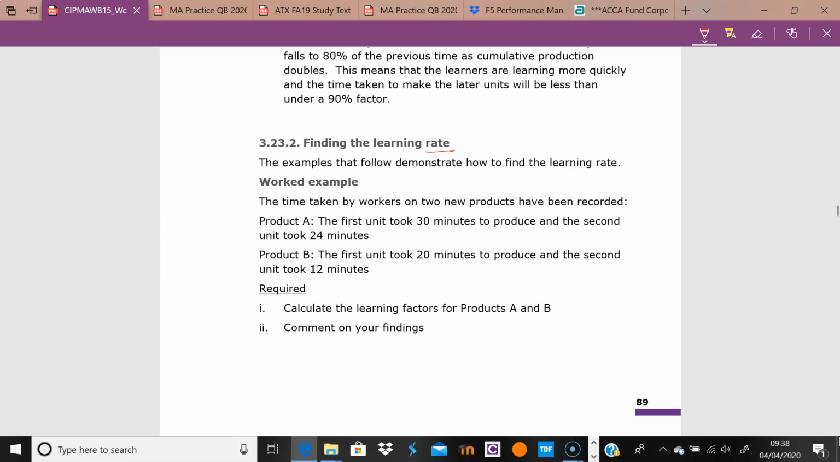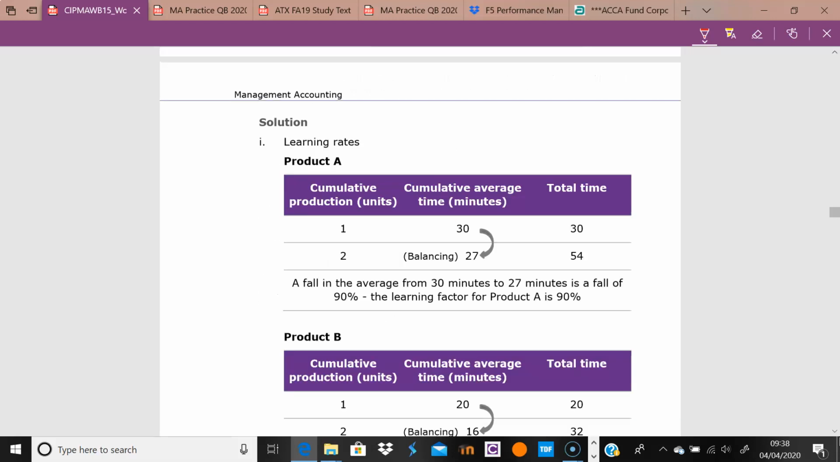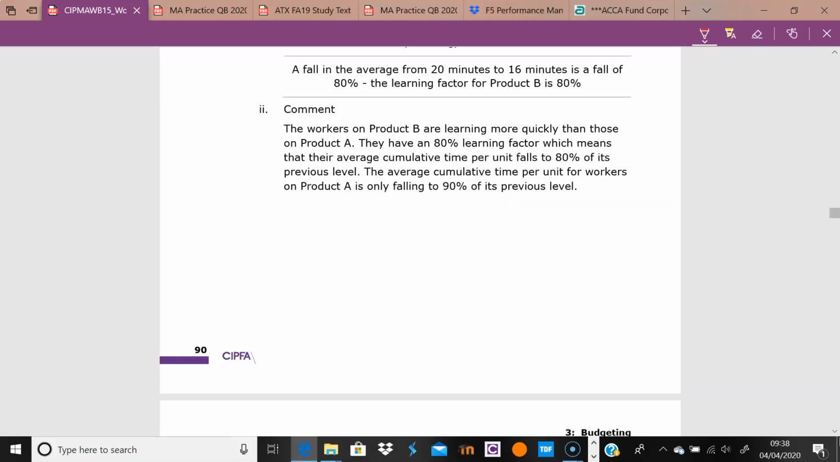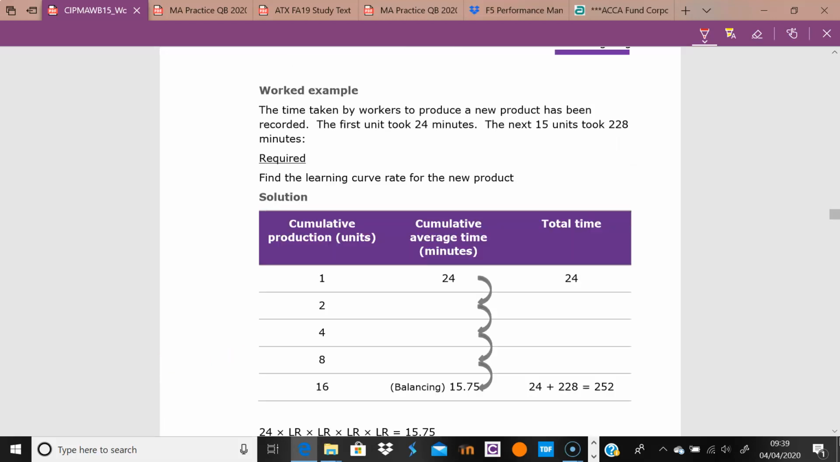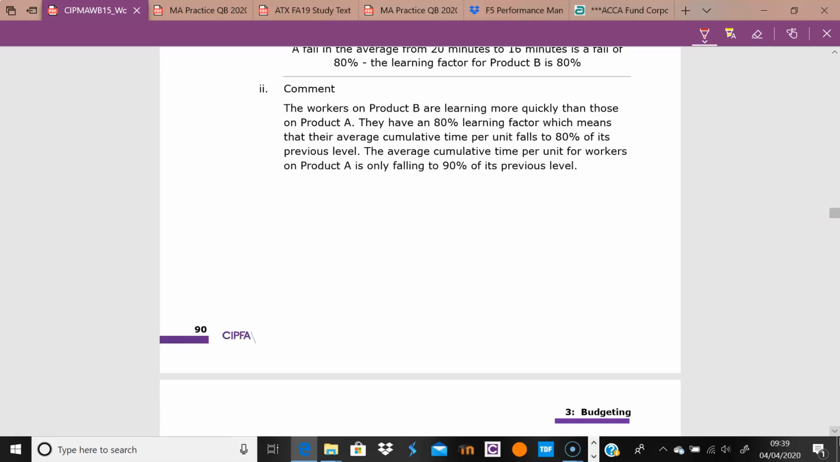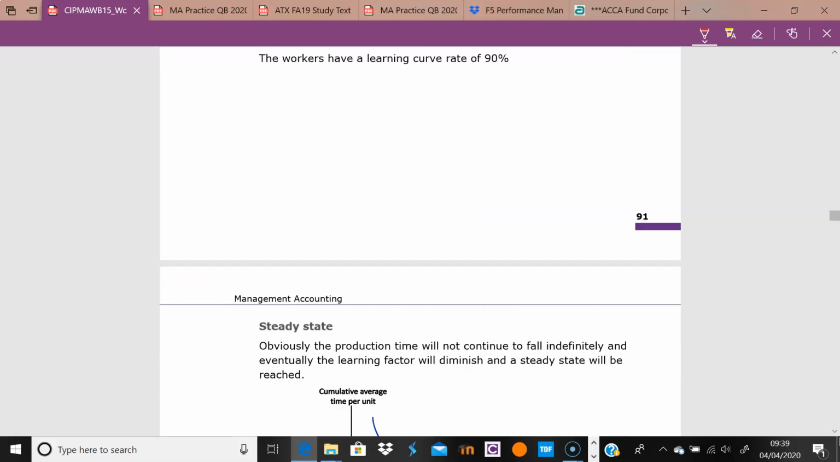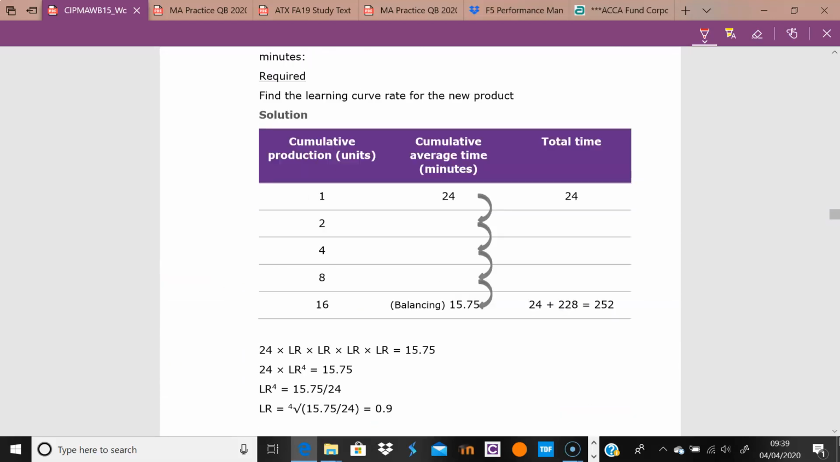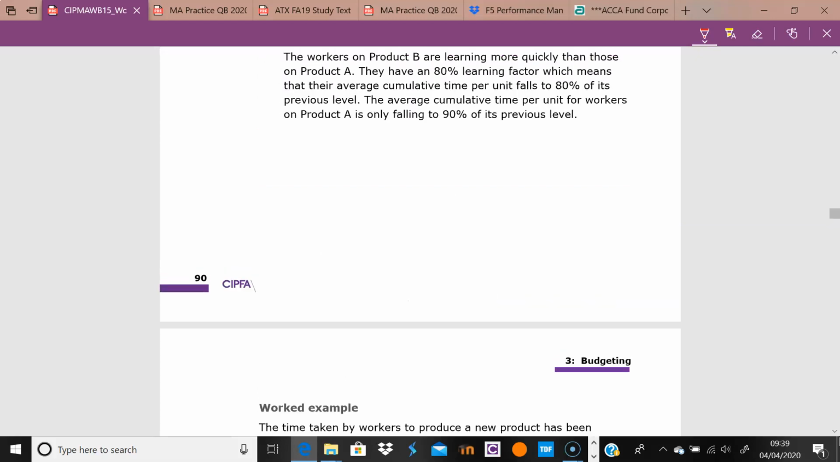Right. So here we are. It says, let's do this example. The time taken by workers on 2 new products has been recorded. Oh, sorry, actually, no, I don't even need to do this one. This is just illustrating what I was talking about earlier on, that once the learning rate falls more, one is working faster. This is what I'm actually interested in here, finding the actual learning rate, which is what you could be asked.